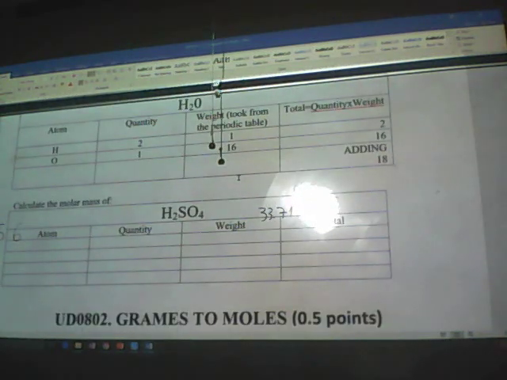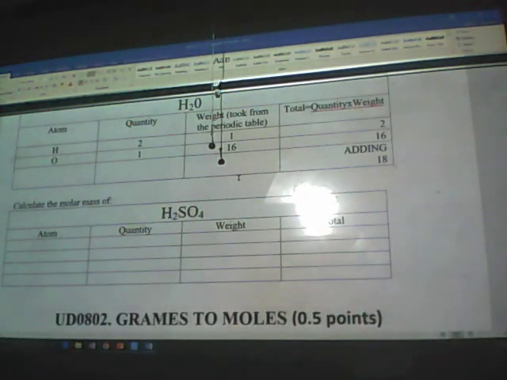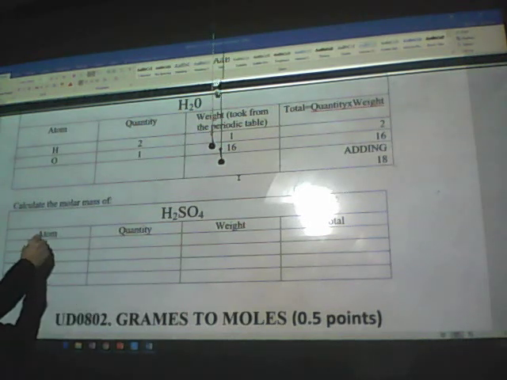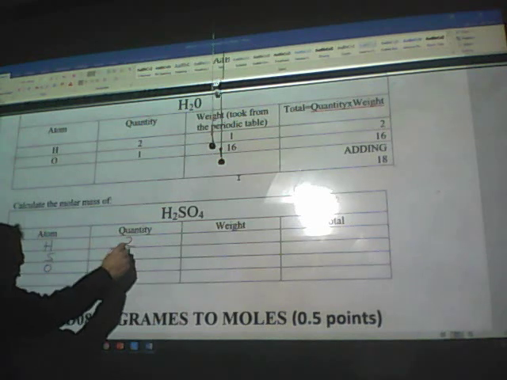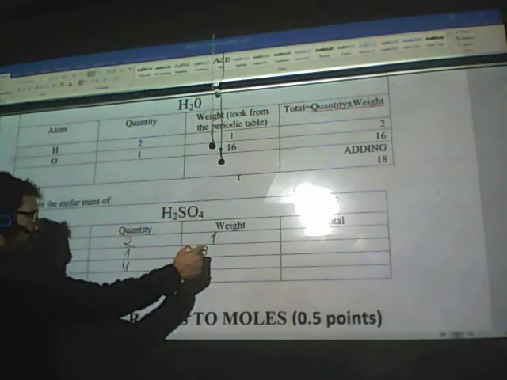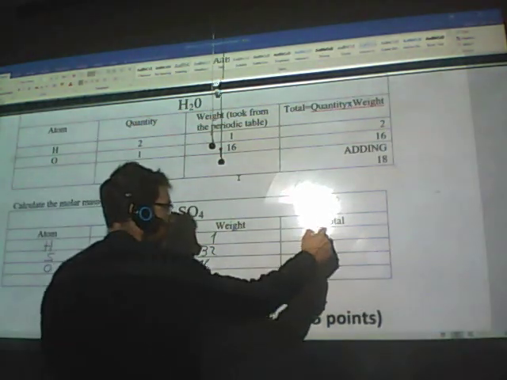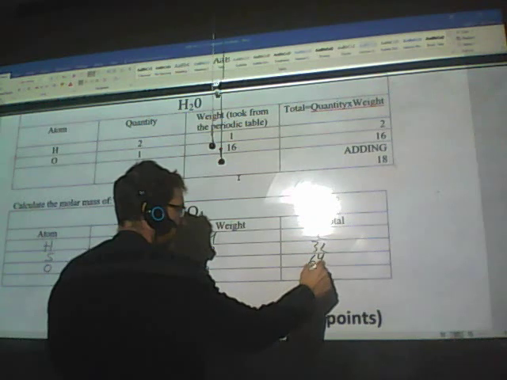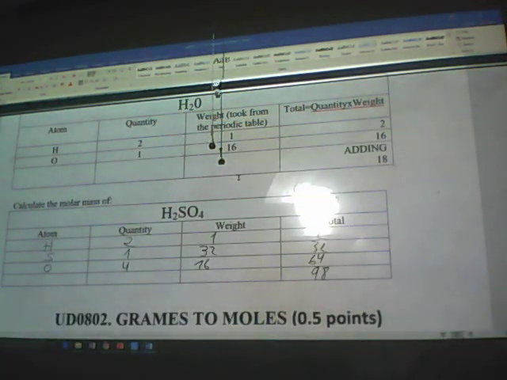Molar mass. Remember to calculate the molar mass. So for sulfuric acid the atom has hydrogen, sulfur, oxygen, quantity 2 hydrogens, 1 sulfur, 4 oxygens, weight of hydrogen 1, of sulfur 32, of oxygen 16. I multiply 2, 32, 64, and you get 98. Okay? That's how you calculate the molecular mass.